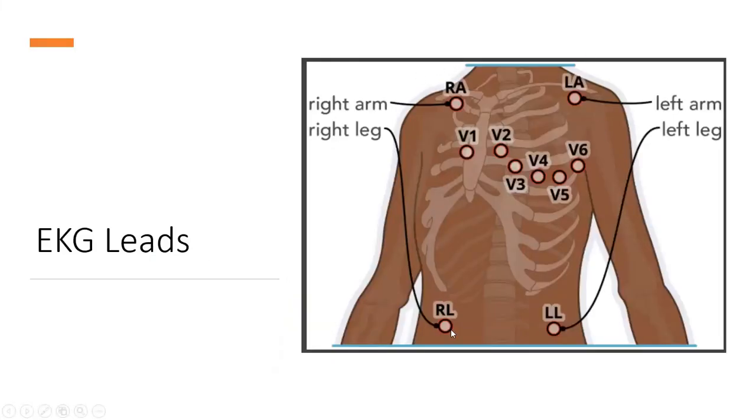I like this picture here because it gives you a good visual of where you're going to place these leads. Now, V1 through V6 will show you basically the circumference of the heart. It goes all the way around so you can see what's happening with it.